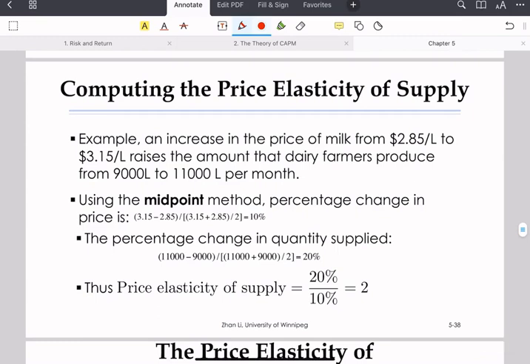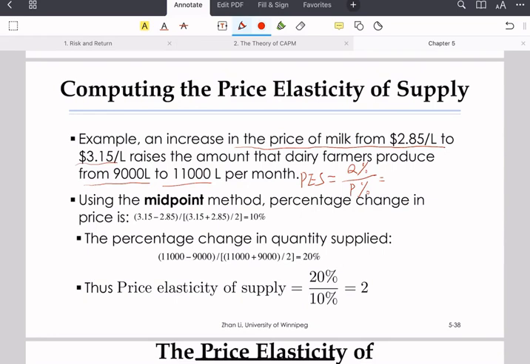For example, let's say the price of milk increases from 2.85 to 3.81, and the quantity supplied increases from 9,000 to 11,000. Let's calculate the price elasticity of supply. So we know that price elasticity of supply equals the percentage change in quantity divided by the percentage change in price. Now here, when you're calculating percentage changes, you still want to use the midpoint method, right?